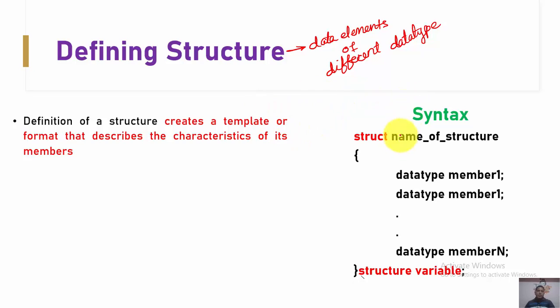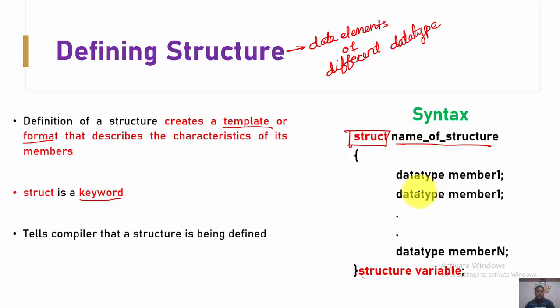Whenever we define the structure, it simply creates a template or format that defines the characteristics of the members. As per the basic syntax, first struct is a keyword, then the name of the structure that we are going to define, and inside it we declare the various variables, which are generally called members of this structure. And what is the speciality? All these variables can possess different data types.